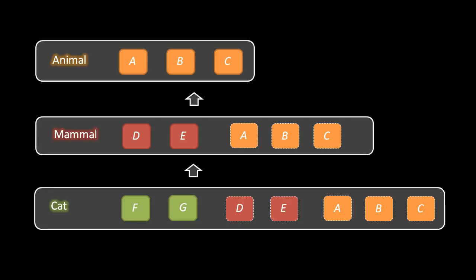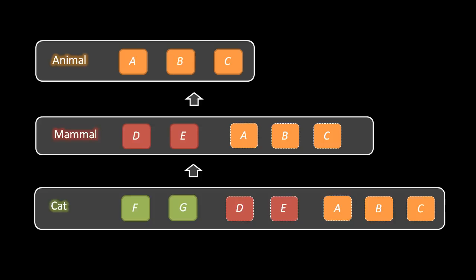Now, an important thing to get straight here is the terminology for the relationships between classes. Here in this example, we would say that mammal and cat are subtypes of animal, and cat is a subtype of mammal. And conversely, we would say that animal is a supertype of mammal and cat, and mammal is a supertype of cat.